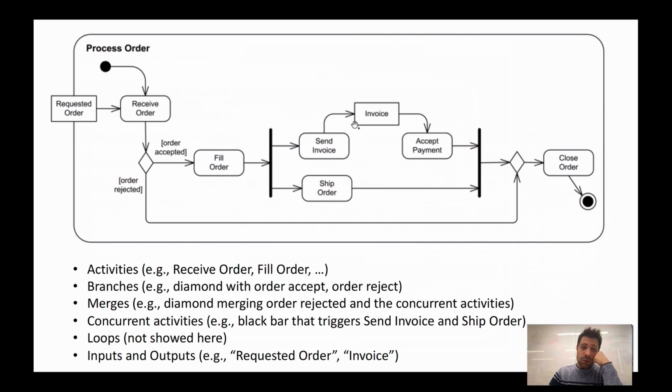Your activities may produce something that is important, and that we represent by normal squares. For example, in here, send invoice basically creates an invoice, and this invoice is something so important that I want to represent it clearly in my diagram. And then the invoice is used in the next part of the process. We also see this here, requested order, which is information that gets into receive order. So I'm basically saying, well, for this receive order activity to happen, we need to have a requested order.